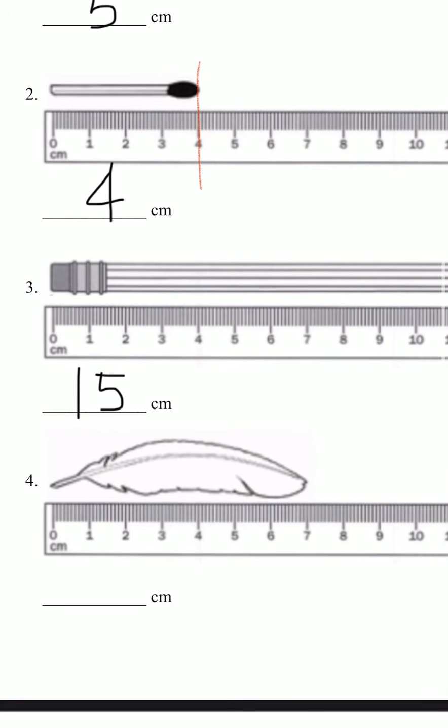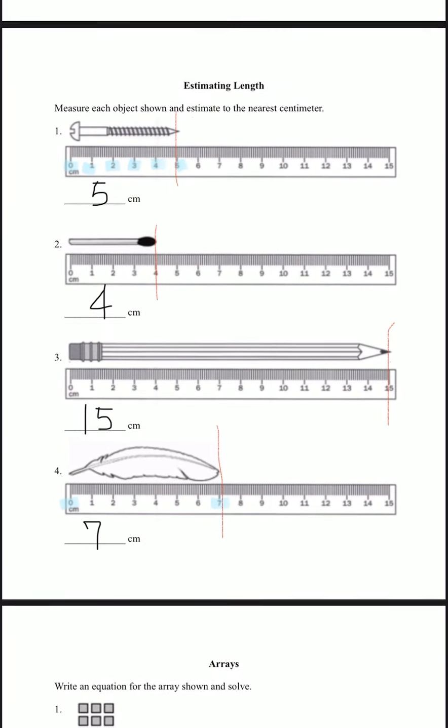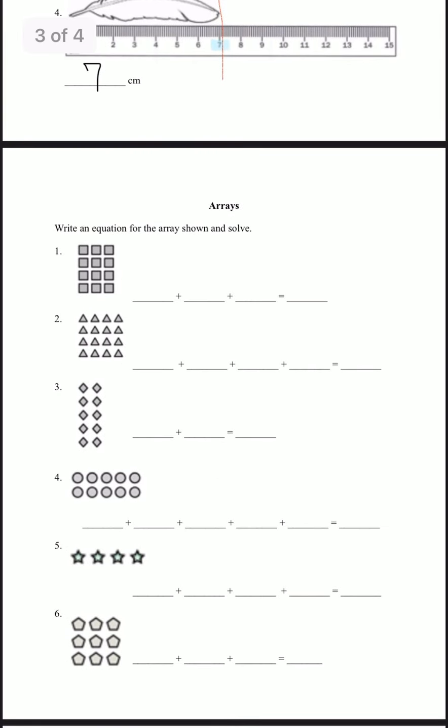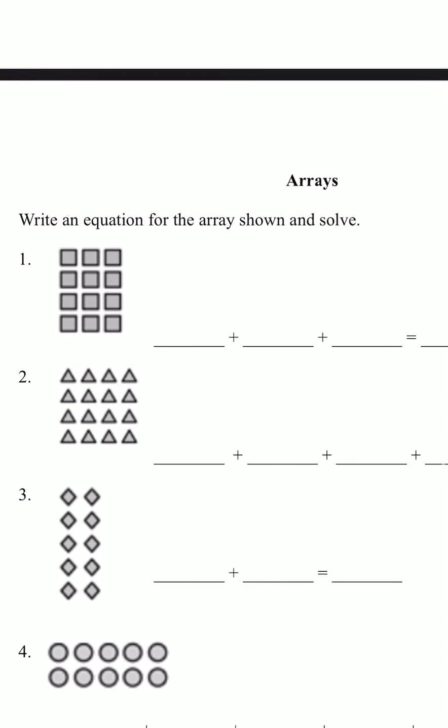And the last one, we have a feather that is 7 centimeters long because it starts at 0 and it ends at 7, so it's 7 centimeters long. Okay, now let's try the next page. Write an equation for the array shown and solve.